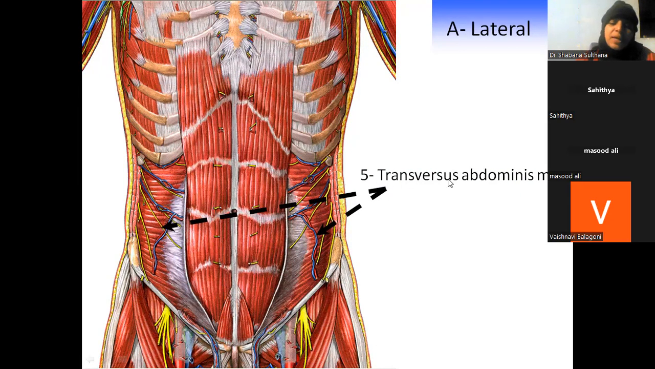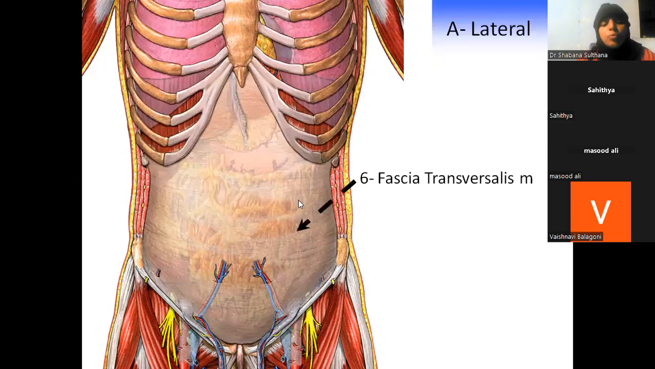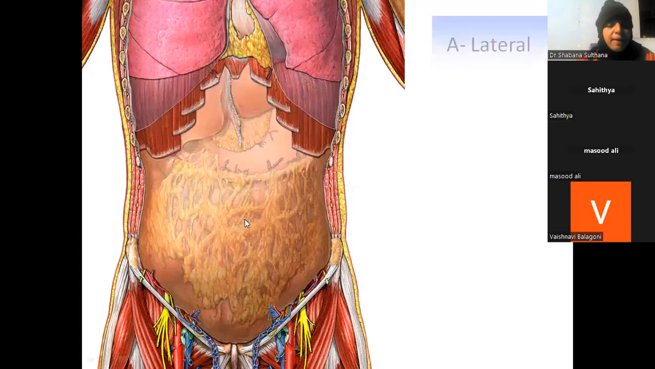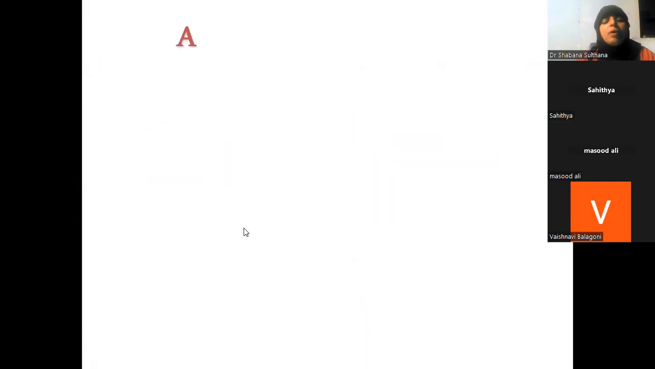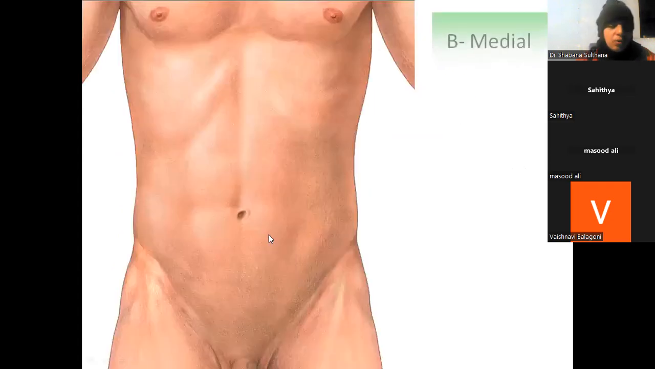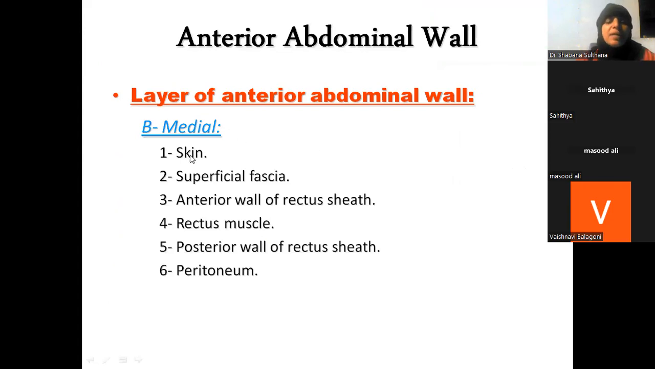So the third muscle is transversus abdominis, fourth is rectus abdominis, fifth is pyramidalis, isn't it? Once you remove that, you will see fascia transversalis. Below that, we will have peritoneum, below which we will have all abdominal visceral organs. So these are the layers of the anterior abdominal wall.